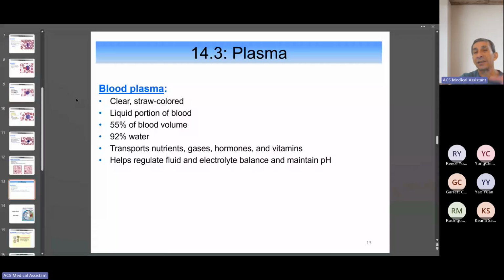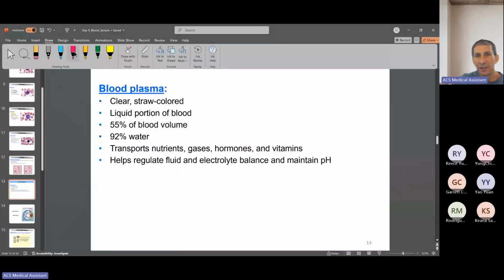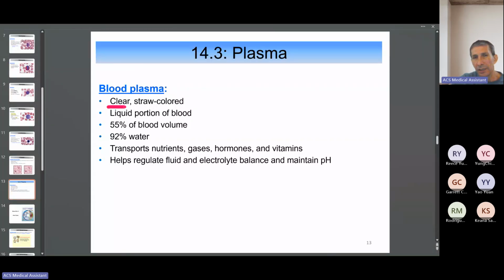Now we're talking about that yellow color fluid that is separated from the blood when we centrifuge the blood. So it says right here it is a clear straw color, like a yellowish. It's the liquid portion of blood. Remember, we talked about 55% of blood volume being made up by plasma. 92% of it is water, because it's the liquid part, and everything else are solids.